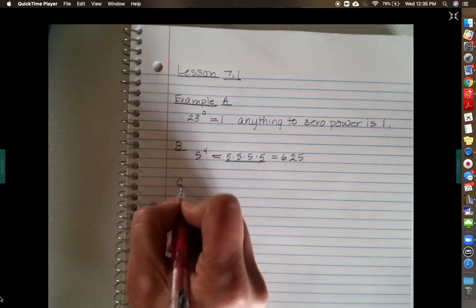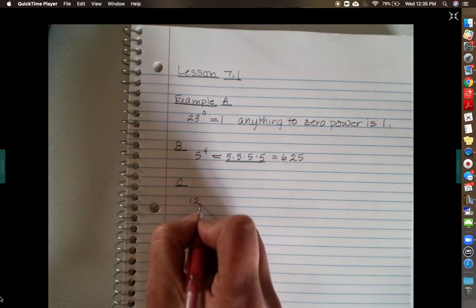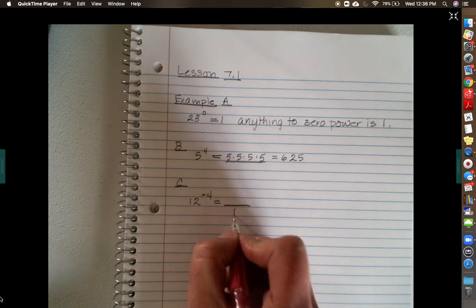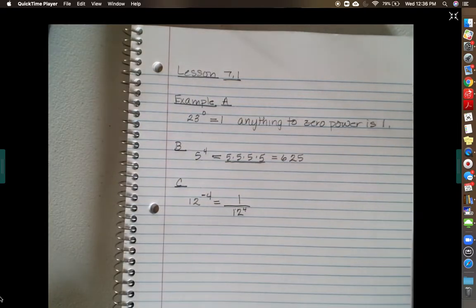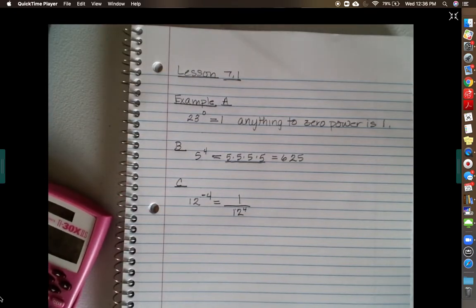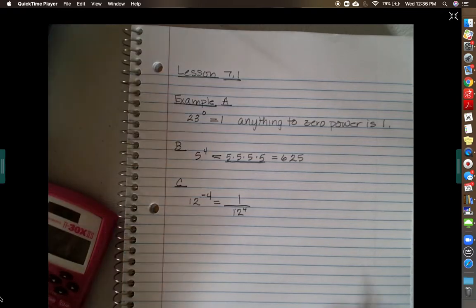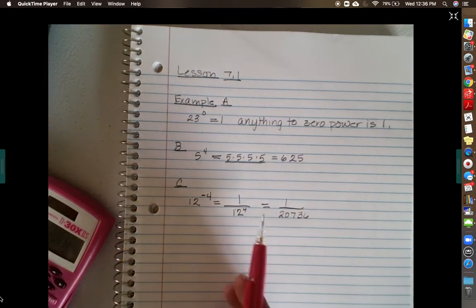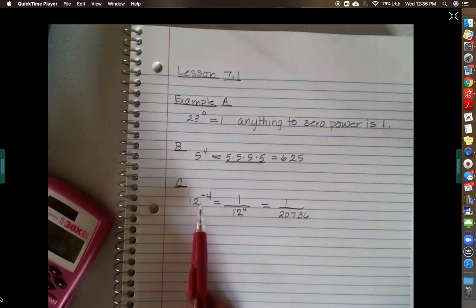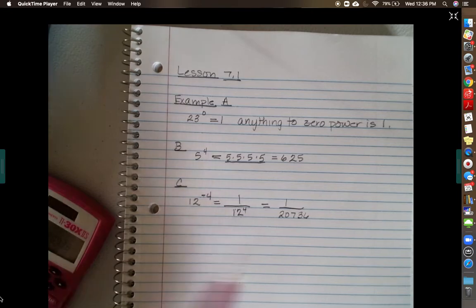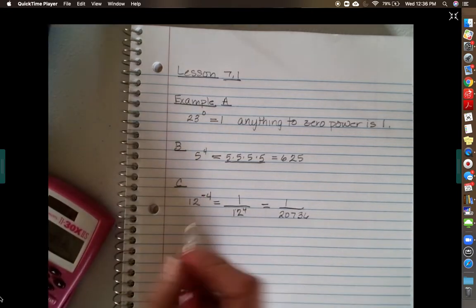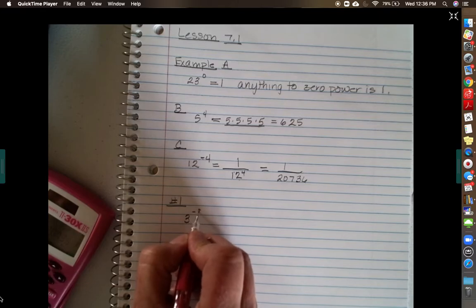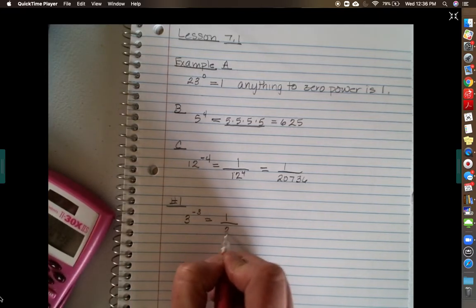All right, again, we've seen this also. If I have a number to a negative power, all you have to do is move that to the bottom and put a 1 on top. Now, if you want to calculate that, it's 1 over 20736. Now, I'd rather you leave it like this because they're just making sure you understand that when I have a negative exponent, it goes down here. So, on your example, 3 to the negative 3 would just be 1 over 3 to the third.